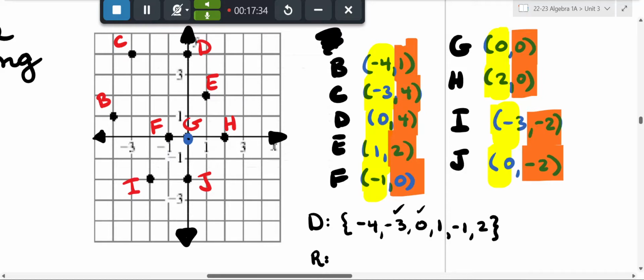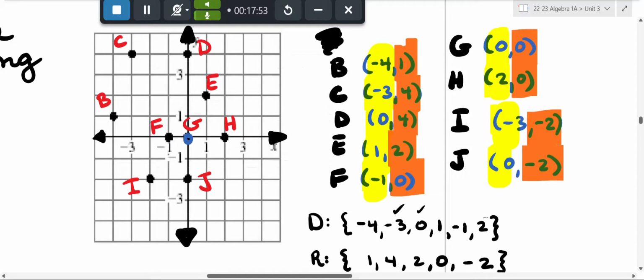And the range is going to be the orange ones. It's going to be 1, 4. 4 repeats, so we don't write it twice. 2, 0, 0, 0, -2, and -2. So that's it.